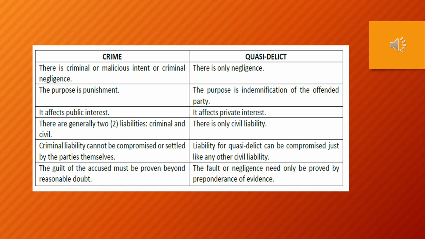Okay? So, ayun. In crime, criminal liability cannot be compromised or settled by the parties themselves. So, hindi nila pwedeng isettle na lang kasi we have laws na dapat susundin or magiging basis of the consequence. While in quasi-delict, the liability for this can be compromised just like any other civil liability. So, it could be settled by the parties themselves. Okay? So, in crime, the guilt of the accused must be proven beyond reasonable doubt, while quasi-delict, the fault or negligence need only to be proved by the preponderance of the evidence. So, magkaiba po yung dalawa, the crime and the quasi-delict.